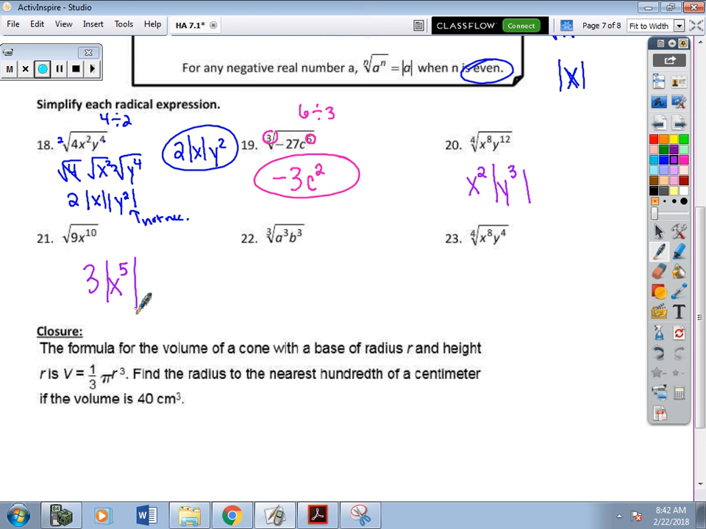Next one's pretty easy actually. Divide each of those, we'll just get AB. You do not need absolute value bars around this one because it was not even to start. Again, if you put them, I probably won't care, but technically you don't need them.